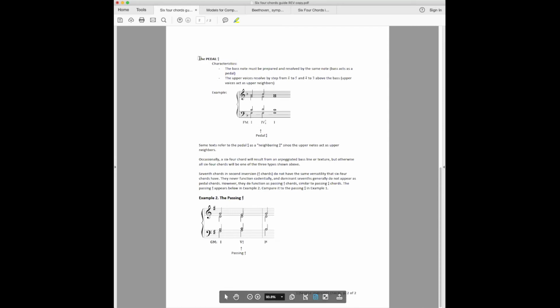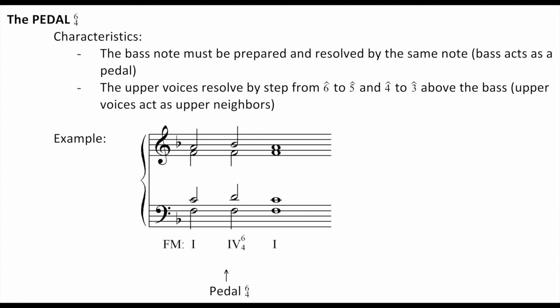The last type I want to teach you about today is called the pedal 6/4. This one is easy to identify because its context involves the same bass note. The bass note acts as a pedal tone, with the chord preceding it and the chord following the 6/4. Some textbooks call this a neighboring 6/4 because of what the upper voices do. You'll notice that two of the upper voices go by step, up, and then back down, neighboring the notes that they are embellishing. Let's listen.